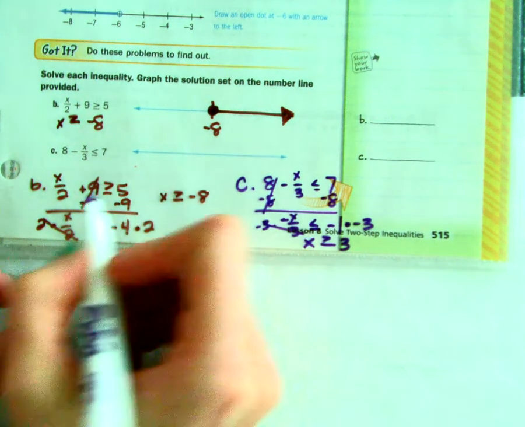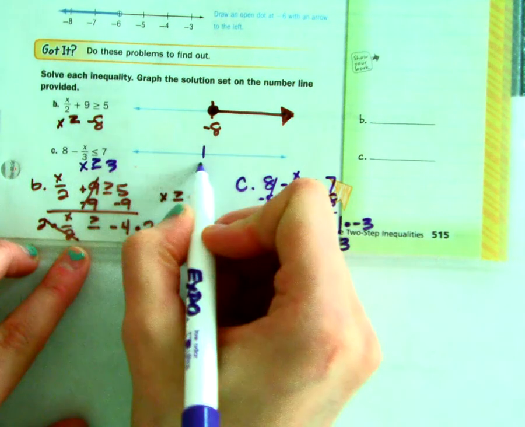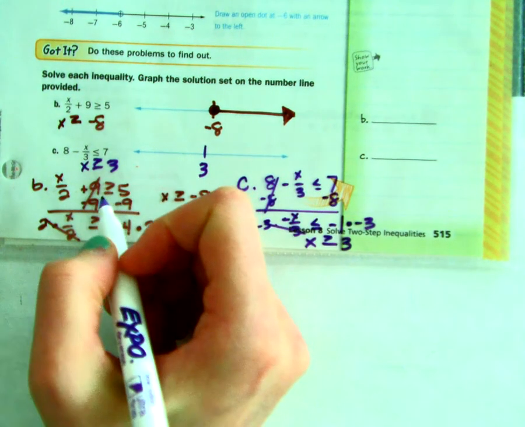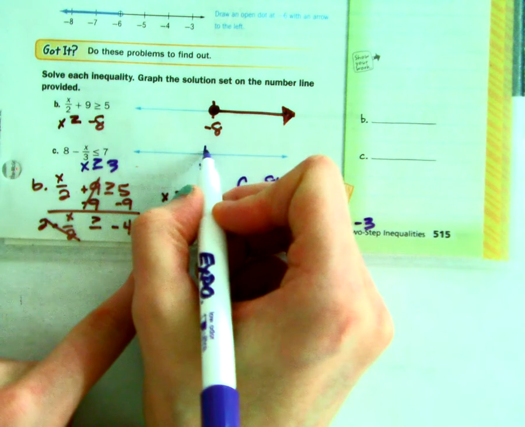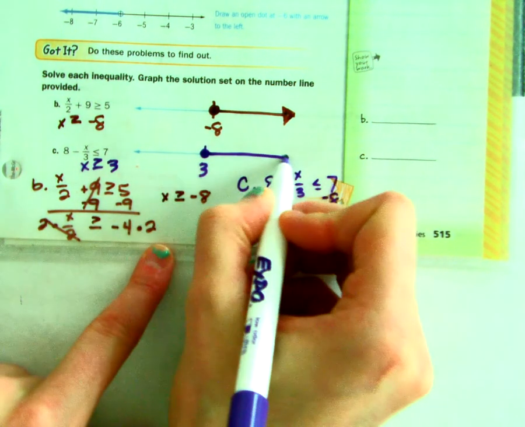Okay, so if I go to graph my solution, I'm going to start at 3. I have greater than or equal to, so since it's equal to, it's going to be a closed dot, and I want greater than, so it's going to be everything bigger than 3.